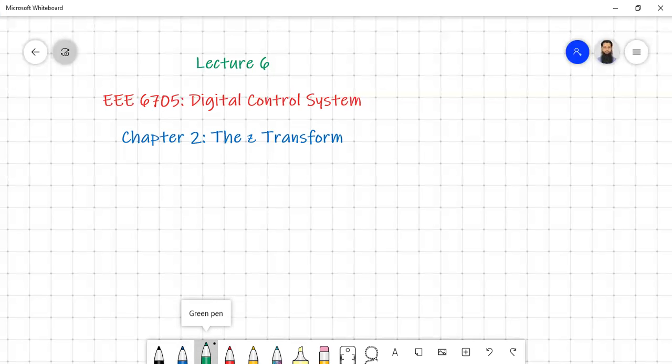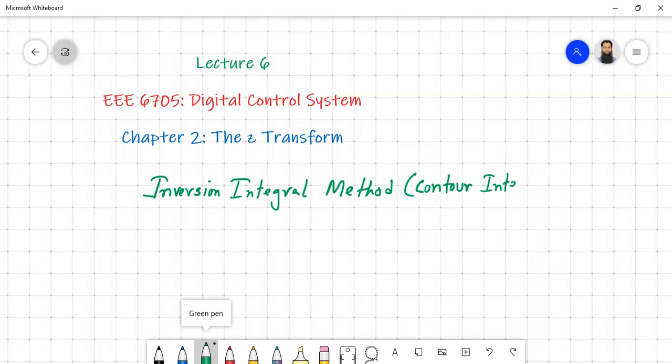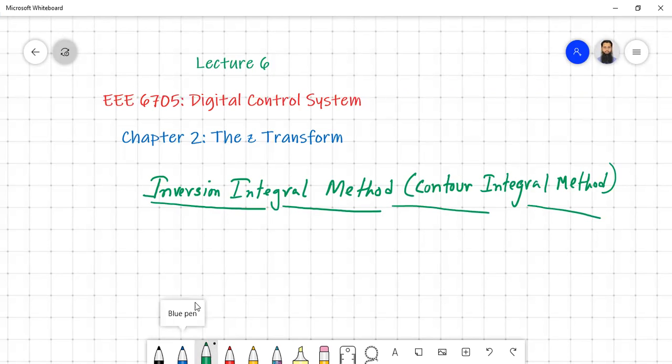Some of the basics of complex variable theorem we have to review, and based on those theorems, we can actually find out the inversion integral method. So the method is the inversion integral method, and in some books, it is also known as the contour integral method. Okay, so let's review the theorem of complex variable first, then we can go for the derivation.